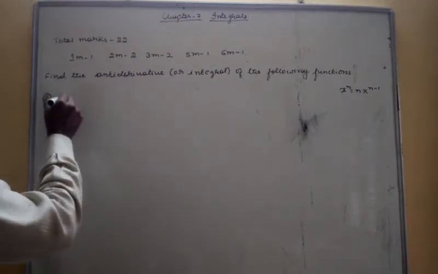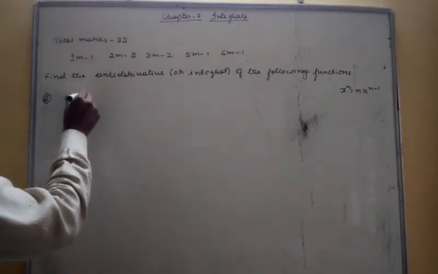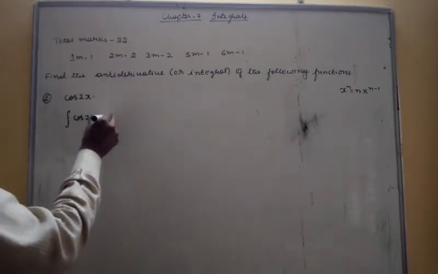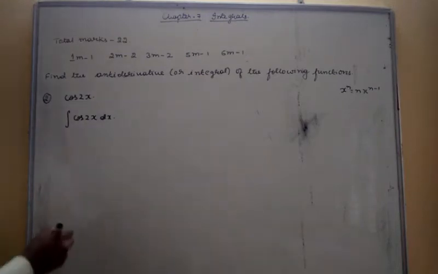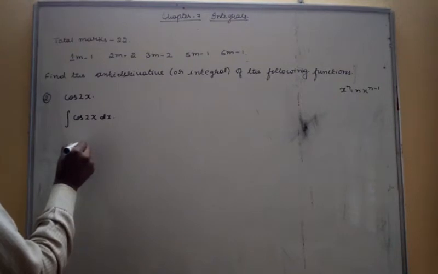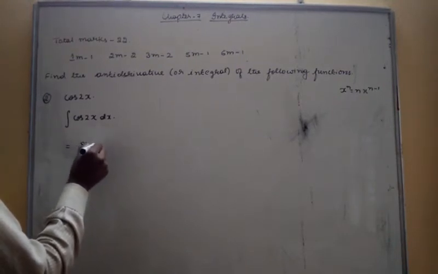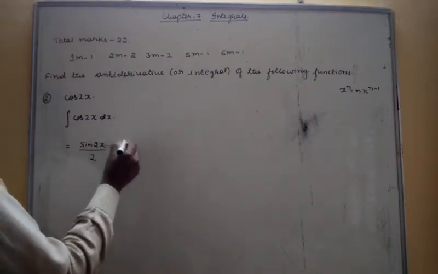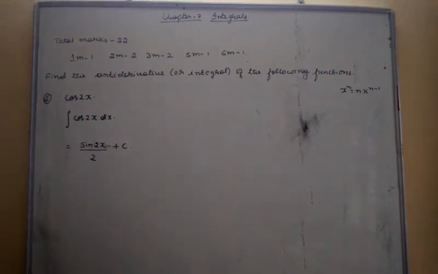Second one, cos 2x he has given. So integration of cos 2x with respect to x. The integration of cos is sin x. In the place of x here, 2x is there, so again divide by 2 plus c. Cos 2x integration is sin 2x by 2 plus c.